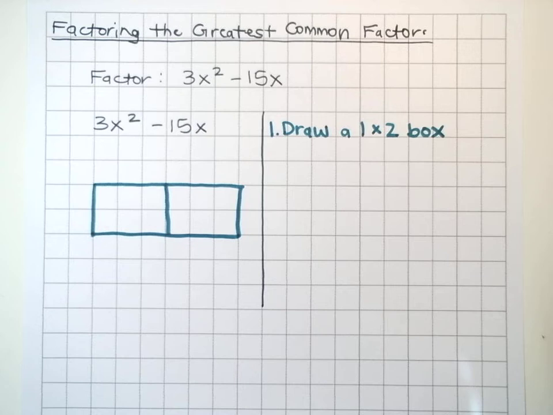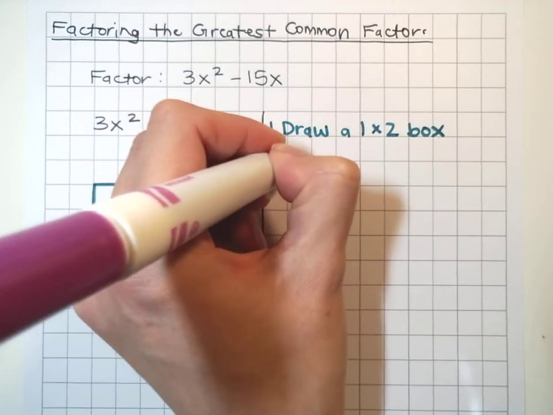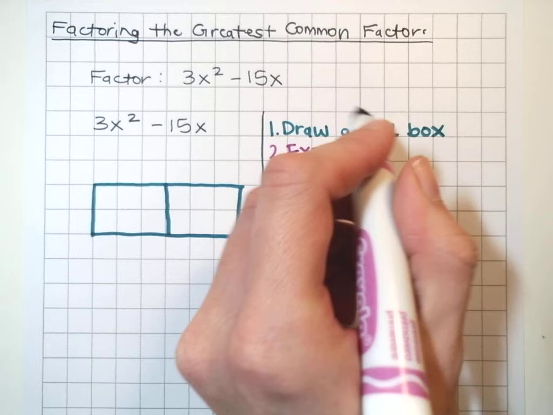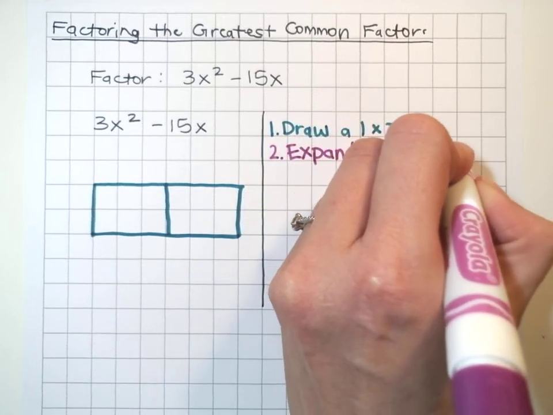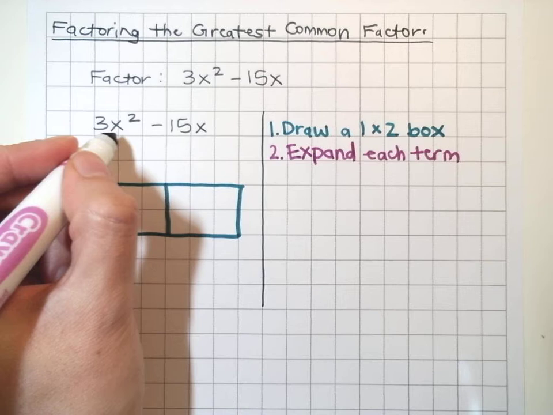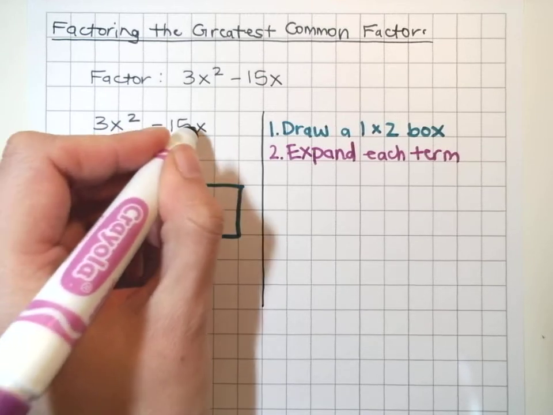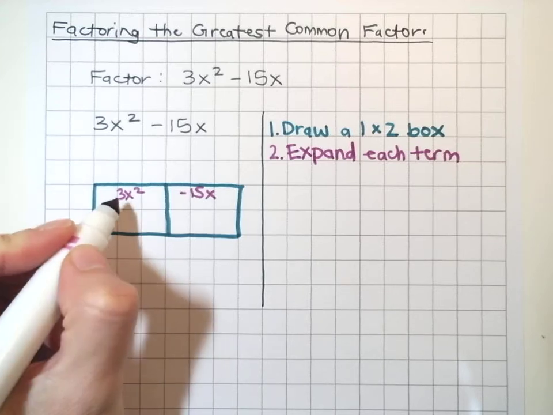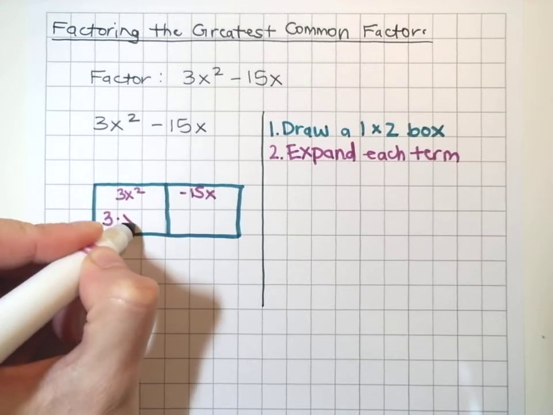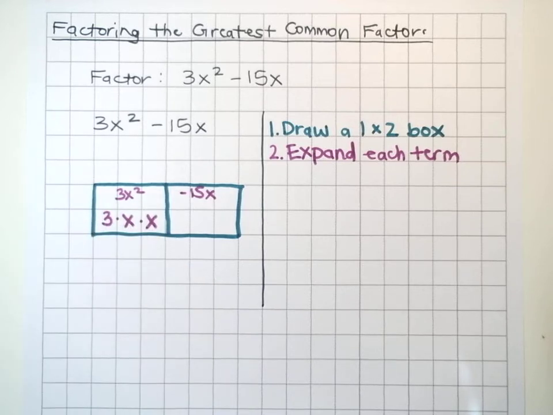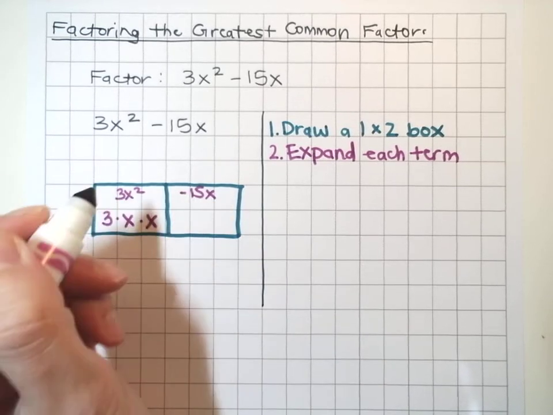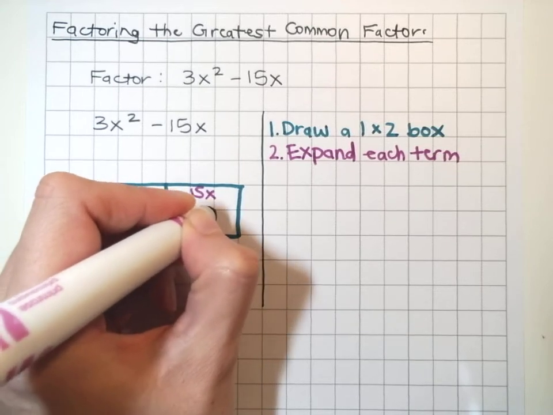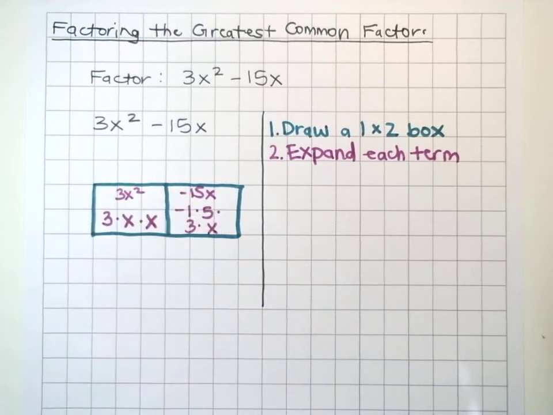And then we are going to expand each term. So this first term, 3x squared, is going to go in this first box, and then our second term, negative 15x, is going to go in our second box. And now we need to expand. So 3x squared, been doing a lot of expanding, that's 3 times x, and then negative 15x expands to negative 1 times 5 times 3 times x.